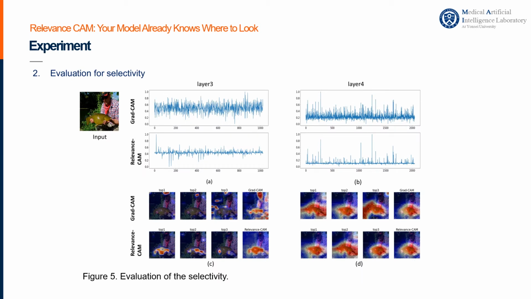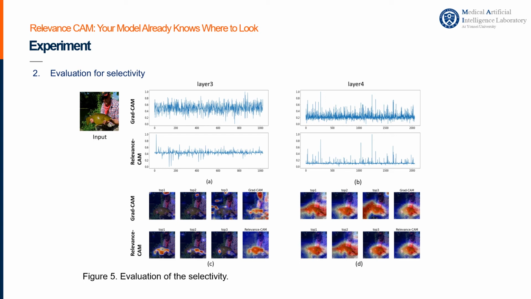Next experiment is evaluation for selectivity. We visualize the weighting components to show how the shattered gradient problem damages the localization ability of GradCAM. In figure 5, A and B show the weighting components for each method along the channels. As you can see, the gradient weights become noisy in layer 3 compared to layer 4. On the other hand, the relevance weights prove their robustness to the shattered gradient problem, showing high selectivity in both layer 3 and layer 4.